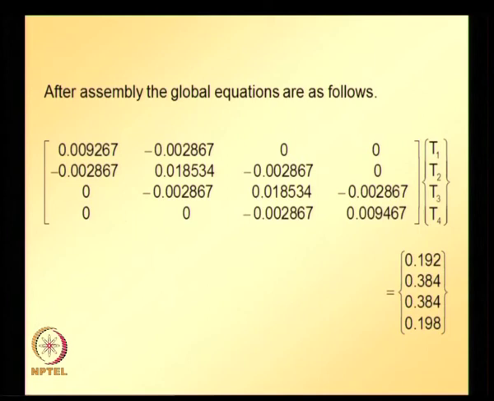So, now with the same reasoning as for the previous example, element 1 contribution goes into rows and columns 1 and 2, element 2 contribution goes into rows and columns 2 and 3, element 3 contribution goes into rows and columns 3 and 4, and putting the corresponding contribution at the appropriate location, we get these global equations.